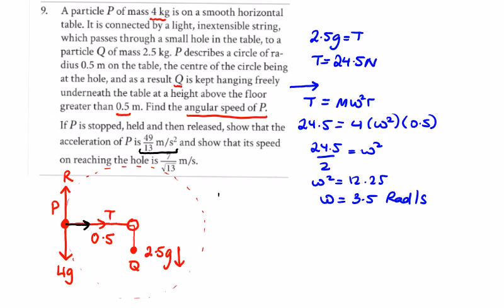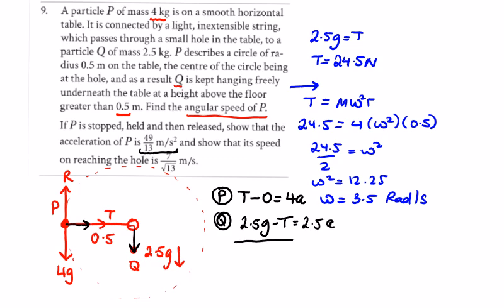If we look at my forces, P is going towards the hole, so tension is starting first. There's nothing holding it back, so there's no minus anything. T is equal to MA, which is 4A. And then for Q, Q is going down, so the direction downwards is 2.5g, with T behind it. 2.5g minus T will be equal to MA, 2.5A. This will help me solve for the acceleration.